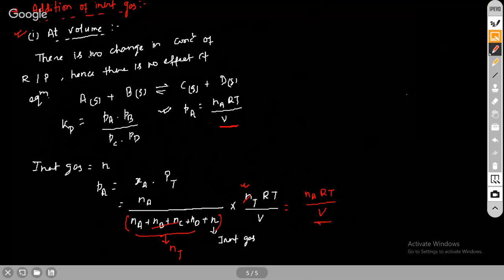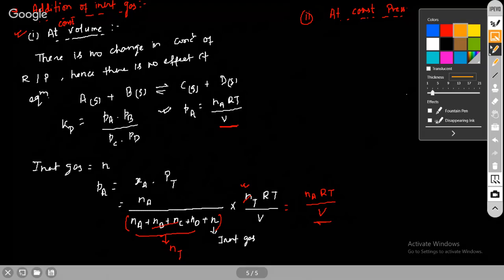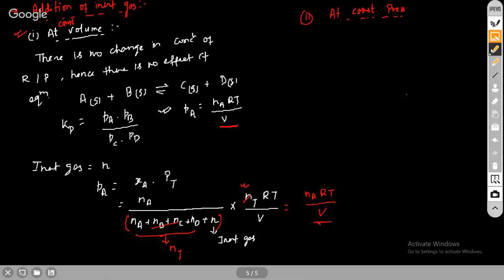Okay. Now the second condition we are taking is addition of inert gas at constant pressure. Sorry, I forgot to write here, the first one is at constant volume, and this is at constant pressure. Now in this, at constant pressure, this is the last case we are discussing. We have three cases possible. We'll do this quickly. Once you understood the first one, you'll understand the other one also.